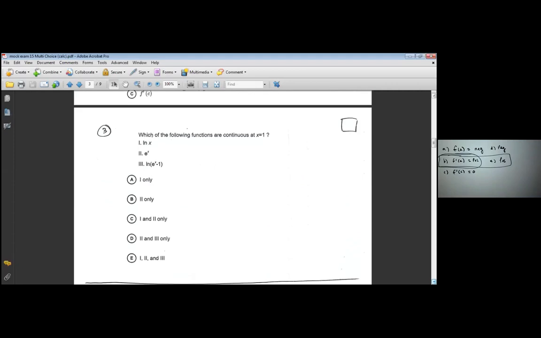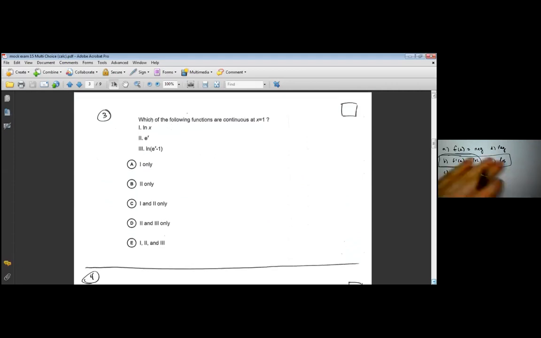Okay, number 3. Which of the following functions are continuous at 1? Continuous at 1. All right, so what does it mean to be continuous? Function defined, limit exists, no holes in the graph, all that stuff. So, anybody got an answer?